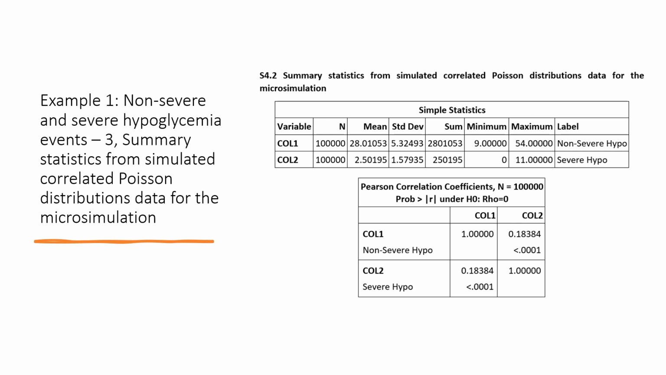We also simulated correlated Poisson distribution data for the counts of non-severe hypoglycemia and severe hypoglycemia events in hypothetical individual patients in microsimulation to capture individual variability. In addition, the probabilistic analysis and microsimulation are sometimes also referred to as second-order and first-order Monte Carlo simulations, respectively.